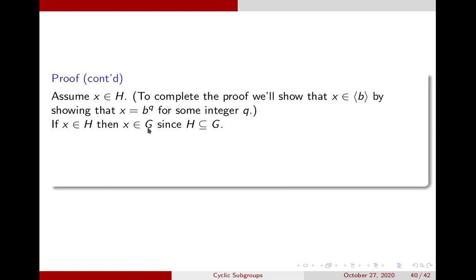x is in H, so x is in G. Right? H is a subgroup of G, so H is a subset of G. So every element of H has to also be in G. Probably didn't have to mention this fairly easy fact. Since G is generated by the element little a, x has to be a to the k for some integer k. Right, every element of capital G has to be a power of little a, and for little x, we're calling that power k.